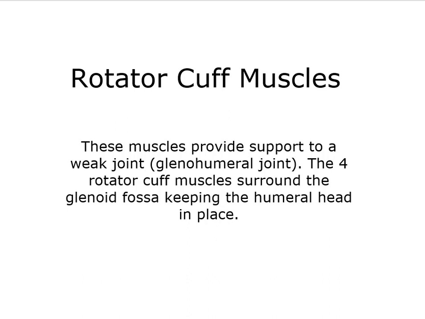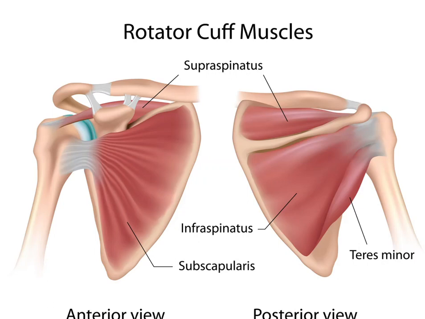So we have these rotator cuff muscles surrounding the glenoid fossa, and they can provide active stabilization. Again, the rotator cuff muscles are a little bit misnamed. So let's look at them. They are comprised of the supraspinatus, which is in the supraspinous fossa, going to the humerus.